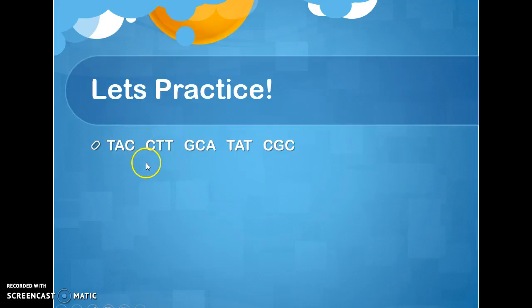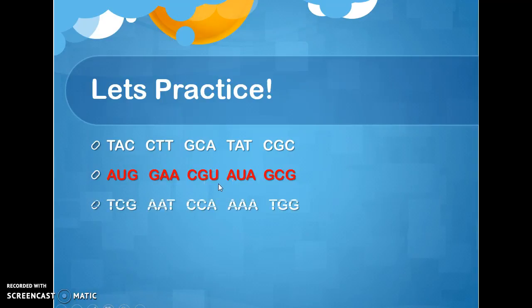C, G, T, A, T, A. Finish the rest out, and I will give you the answers if you want to pause it, Mr. Williams. So this is what it looks like. AUG, GAA, CGU, AUA. Let's practice another one.